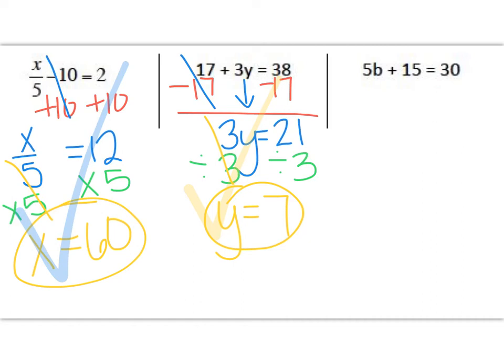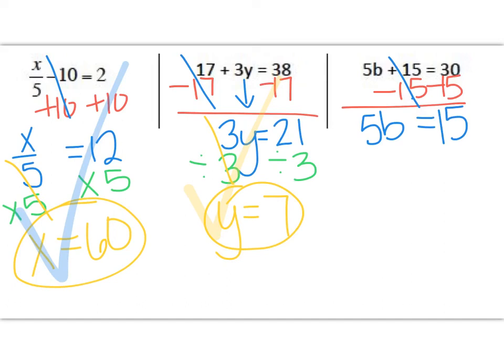5 times b plus 15 equals 30. What's being added or subtracted? Easy. 15 is being added, so I'm going to subtract 15 on both sides. Okay, let's carry down what we can. 5b we have not solved yet. 15 added and 15 subtracted gets to cancel. And then we're going to take down the equal sign and do 30 minus 15, which equals 15.